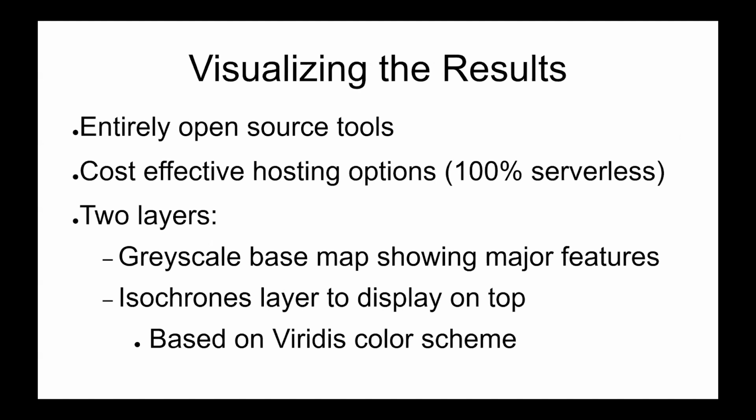The second part of this project was visualizing the results. To do so, I used a number of great open source tools within the OpenStreetMap ecosystem. This allowed me to host the visualization at minimal cost, which was very important to me because this is just a hobby project and it's not monetized in any way. This interactive visualization had two main layers. There was a grayscale base layer showing major features like cities, roads, and borders. And then there's the main visualization layer showing the isochrone polygons in the same color scheme we saw before, which is based on the Viridis color scheme.